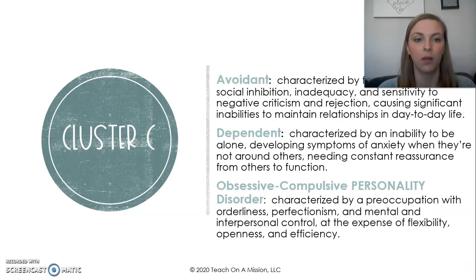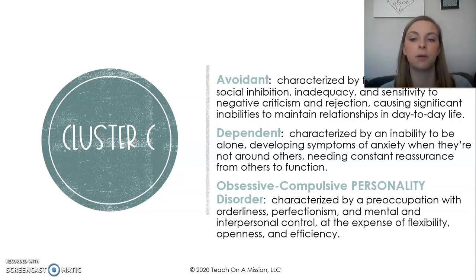Okay, and then finally, cluster C of the personality disorders. These are pretty self-explanatory, so that's why I don't spend a ton of time on them. But avoidant is going to be feelings of just like not wanting to be around other people, maybe feeling inadequate. They're very, very sensitive to negative criticism and rejection. And it causes significant inabilities to maintain relationships. They feel like people are constantly putting them down, and so they cannot be in relationships with people that function normally. The next is dependent personality disorder. This is characterized by an inability to be alone. Usually they're going to develop anxiety when they're not around other people. They need constant reassurance from others in order to function and be normal in their everyday life.